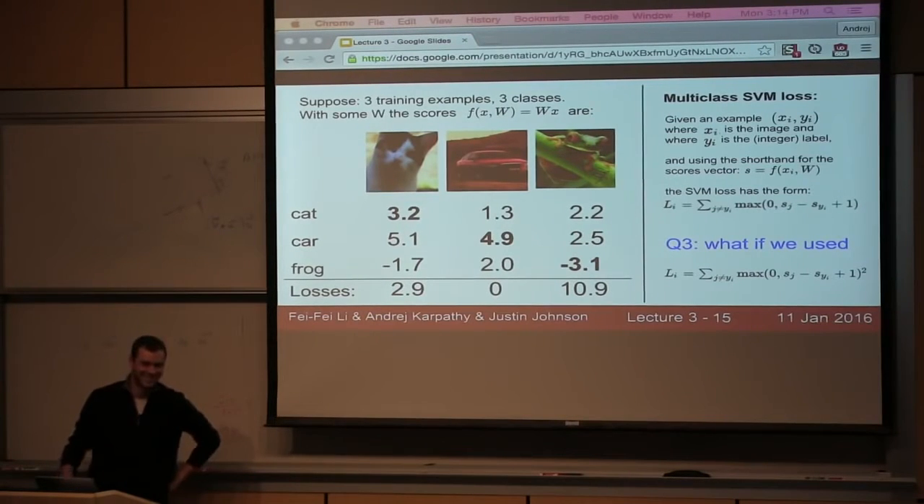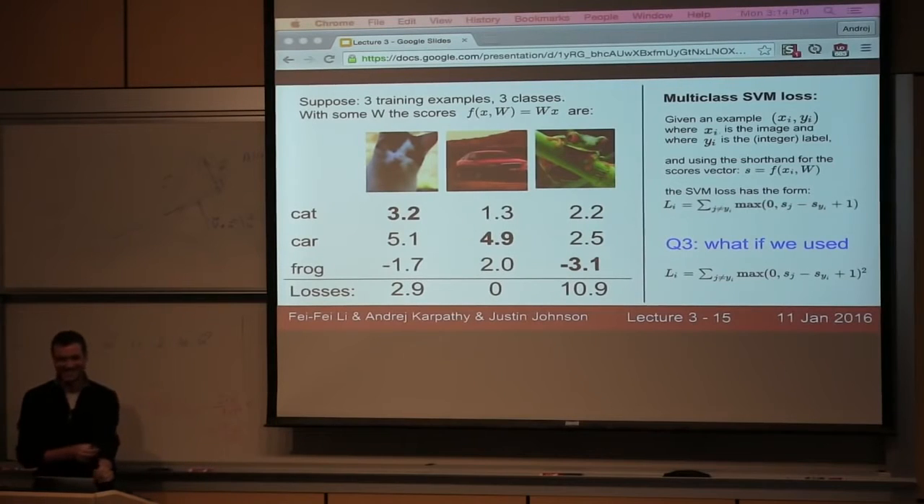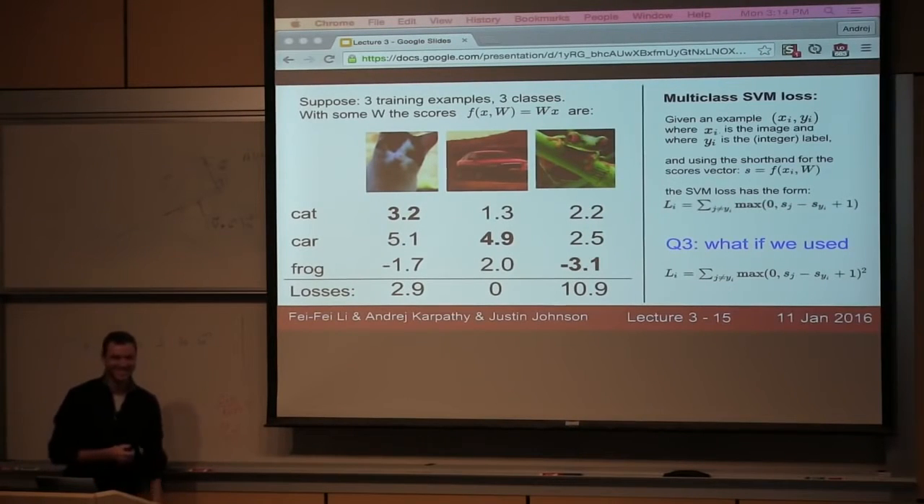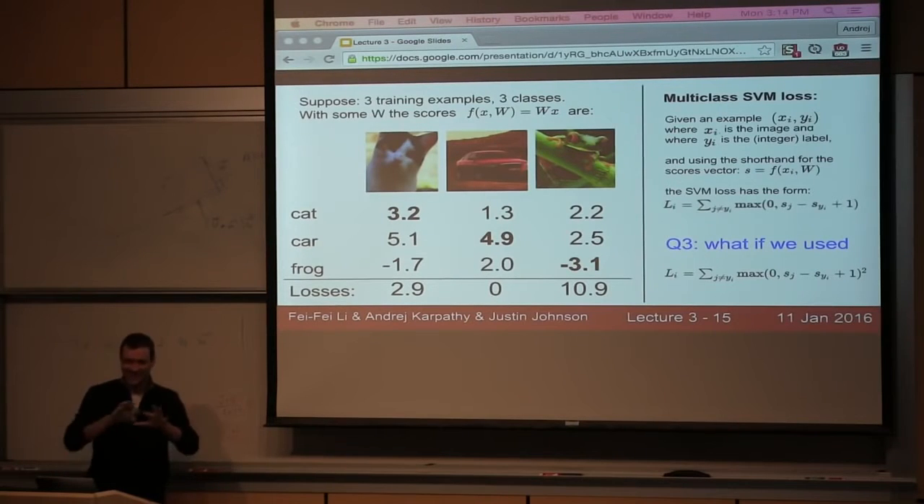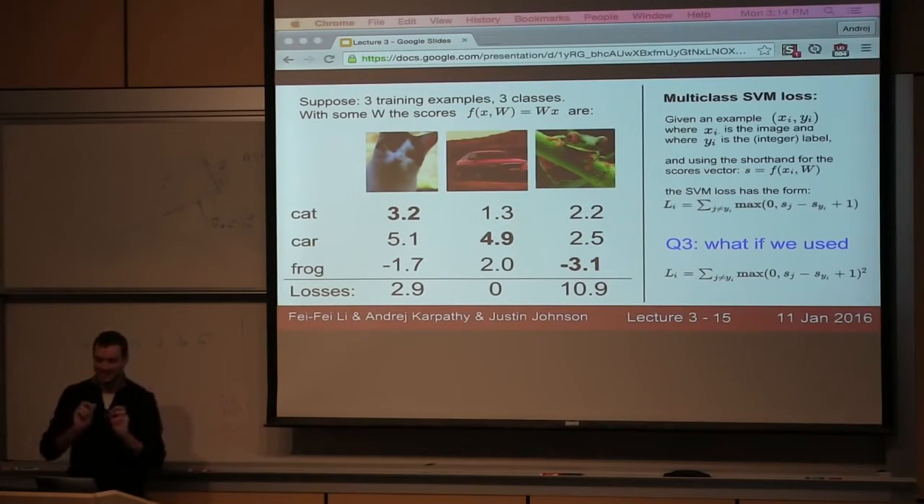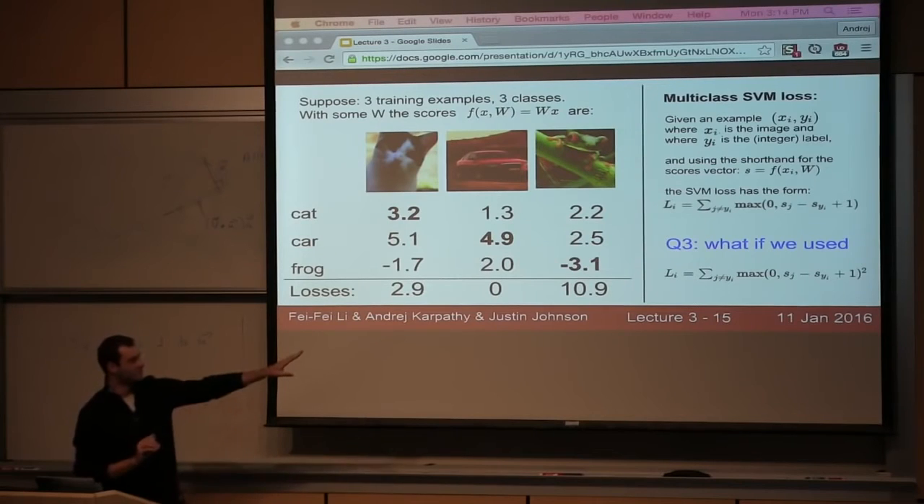Or not? Yes? Yeah, because you're thresholding it at 0. So I like the fact that it's divided. You would in fact get a different loss.